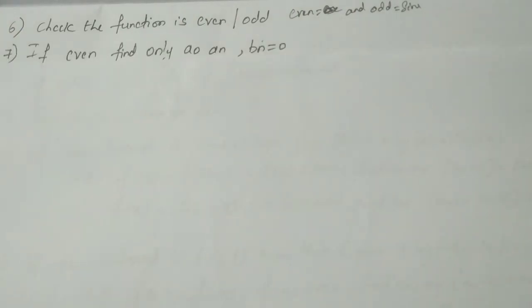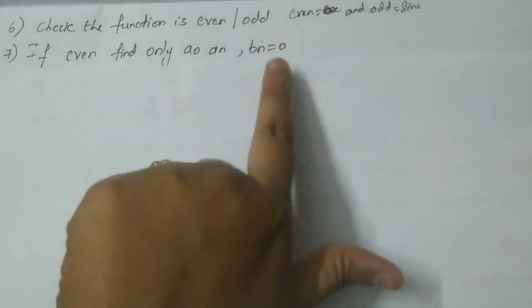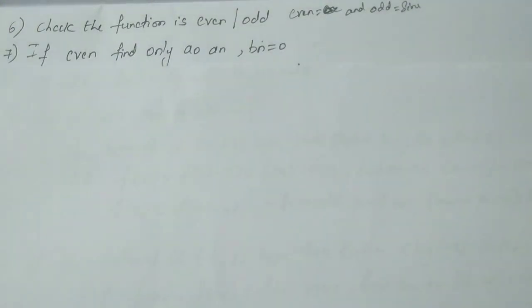The seventh point: if you know the function is an even function, your entire Fourier series can be reduced to just finding a0 and an, because the Fourier series has cos and sine functions. If you know it is an even function, you need only cos. bn stands for the coefficient of sine, and it becomes 0.